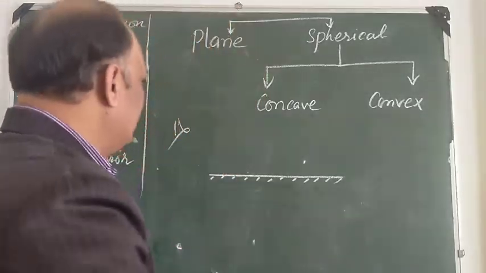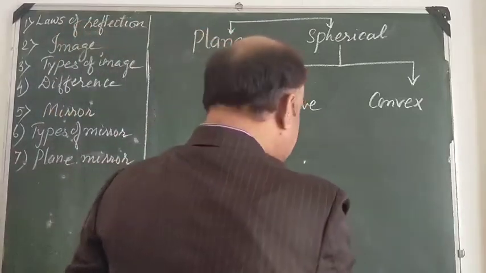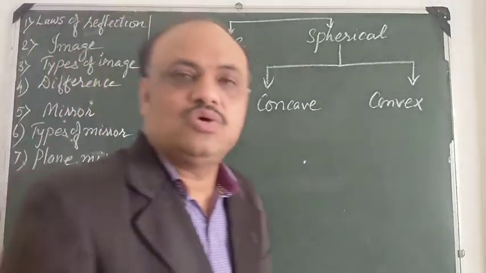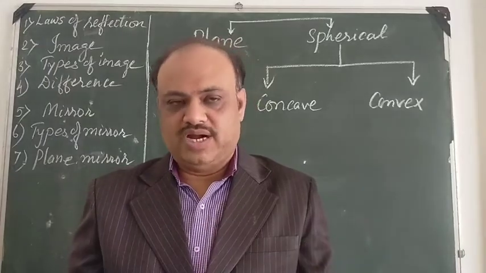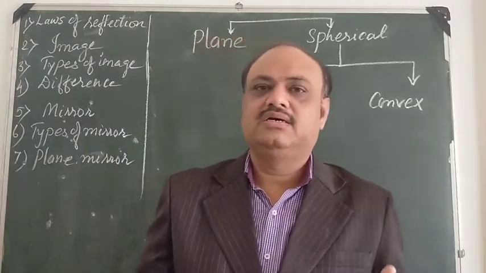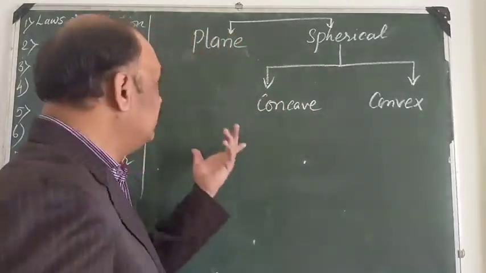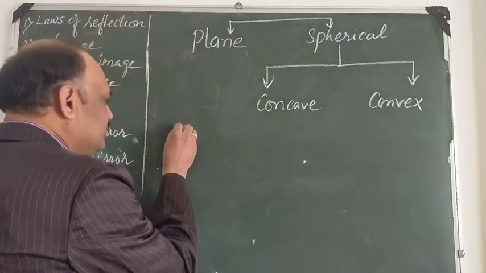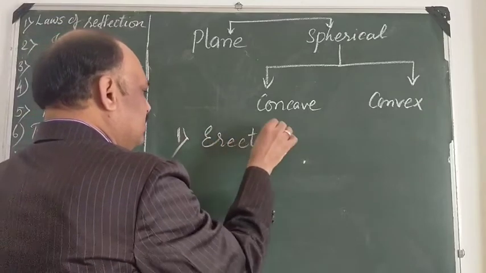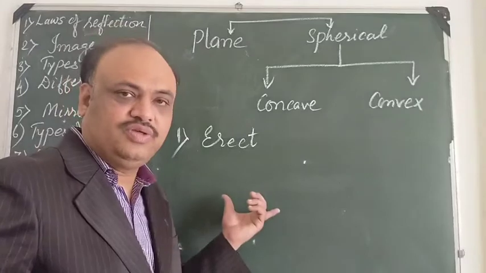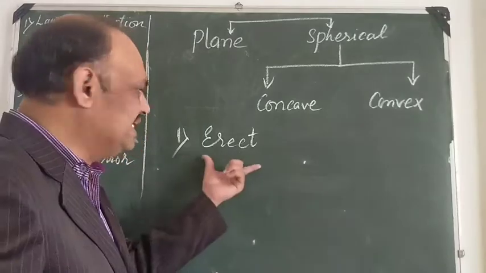In this case, we have to study the characteristics of image formed by the plane mirror. We see the plane mirror on everyday basis. On the basis of that, we can very easily understand the nature of image formed in the plane mirror. So first is, image is erect. First characteristic of image formed by a plane mirror, it is erect.